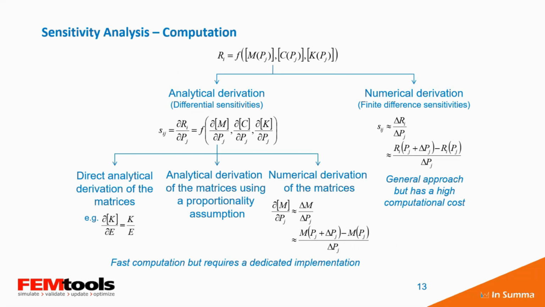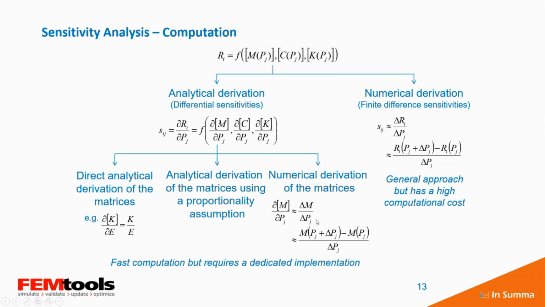The computation of the sensitivities is done either in an analytical way, if we know an expression that relates the response and the parameter. As you can see here, it also comes down to knowing how the mass, damping, and stiffness depend on the parameter. If we don't know that relationship, then we can use a numerical derivation or a finite difference approach where we perturb the parameter and then we compute the response before and after the change. This can be done at the response level like a frequency, but can also be done to derive the matrices.